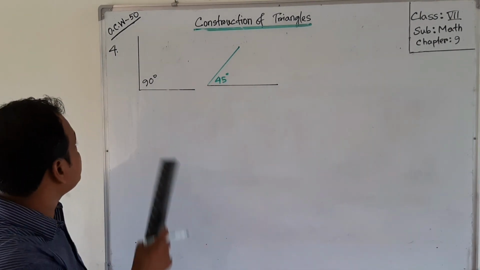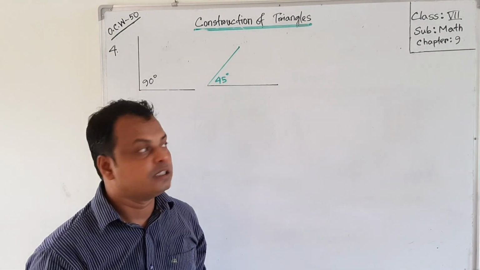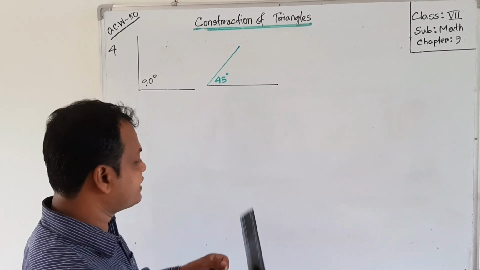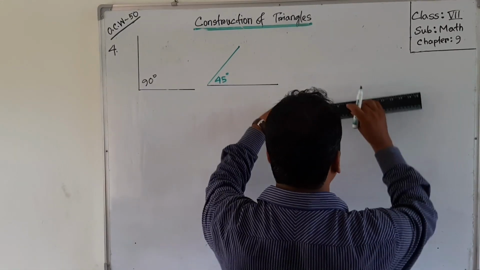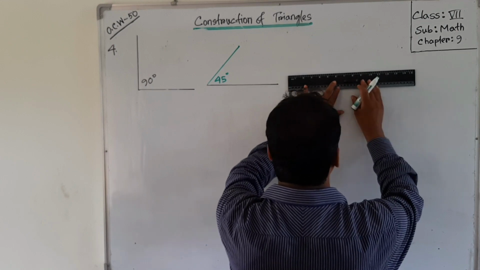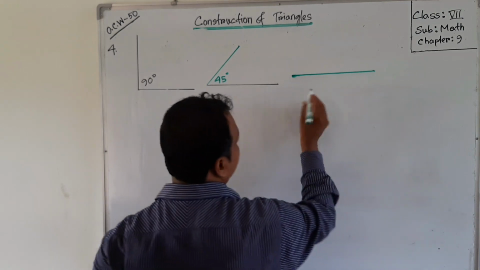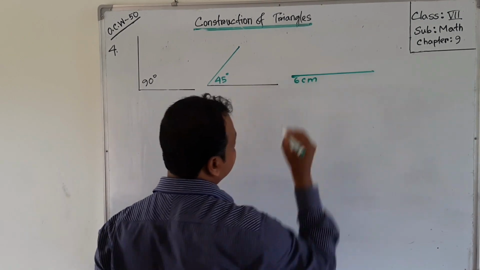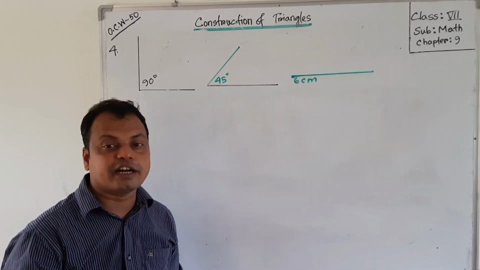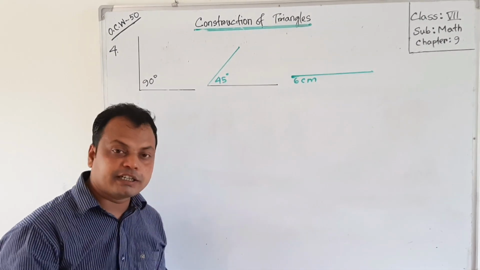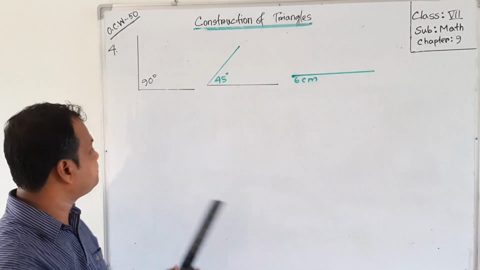We have got 2 angles, one is 90 degrees and another one is 45 degrees, and there was given another side, the length of one side. We have taken the length of the side as 6 cm. So this is the length of the side, 6 cm. These are the given information. We have to construct the triangle. All of you have got it? And I think all of you have drawn. Okay, now let's start the drawing part.